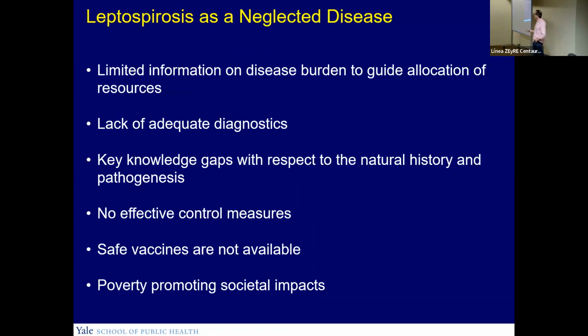So, in terms of a neglected disease, I always point it out because it's a very complicated situation. Sometimes I have to prove that it is an infectious disease, but every time I do that, people ask how can you work with that if there's no money in it? But unfortunately, it is an infectious disease. The problem is there's limited information on the disease burden, a lack of adequate diagnostics, key knowledge gaps regarding the natural history, no effective control measures, and safe vaccines are not available. We talked about those two things yesterday, for those who are going to be with me here tomorrow. And it actually has poverty-promoting societal impacts.